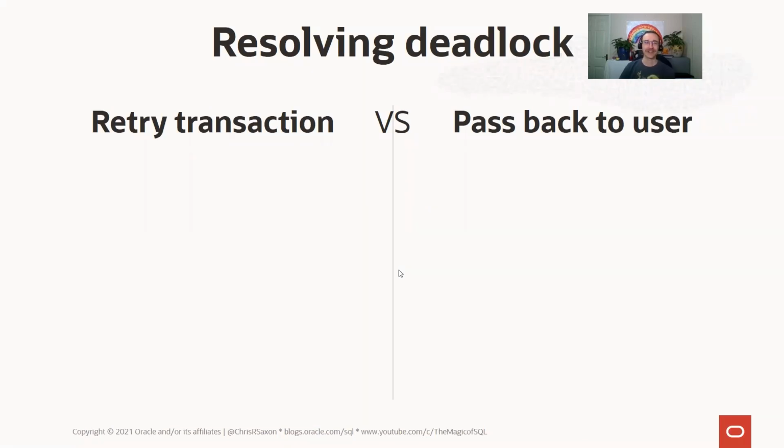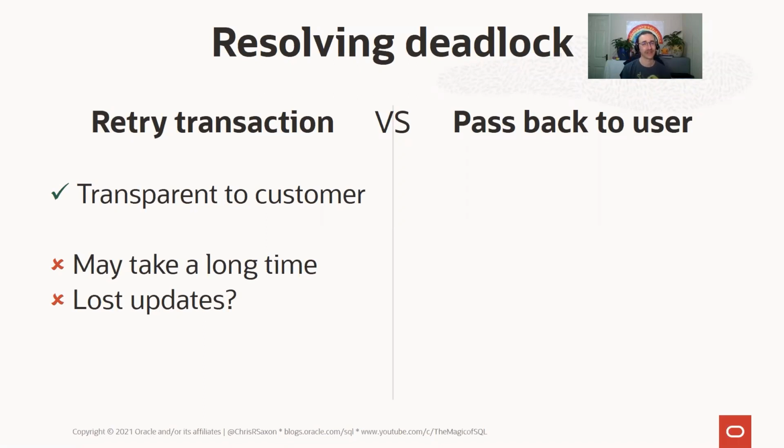So in an ideal world, you'd be able to retry the transaction because then it's transparent to the customer. As far as they know, nothing actually went wrong. Everything just finished, and everything's fine. Okay. So in an ideal world, you would retry the transaction. The reason why you might not is, as I said, this could take a long time. We're running the whole transaction probably twice or nearly twice in completion.